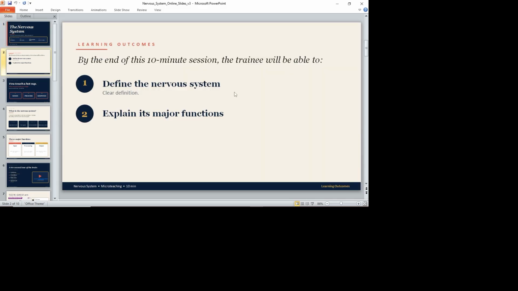Our learning outcomes. By the end of this 10-minute session, you will be able to, number 1, define the nervous system. Number 2, explain its major functions.